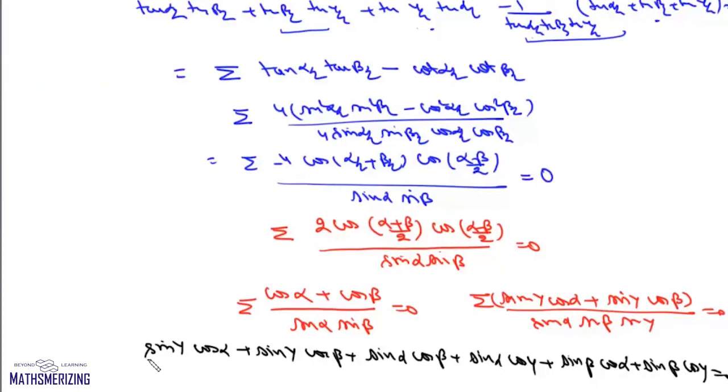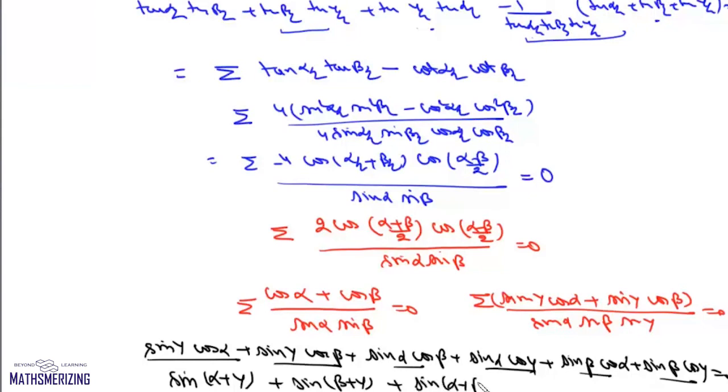Now we'll take sin gamma cos alpha and sin alpha cos gamma. So there'll be sin alpha plus gamma. So we can write this as sin alpha plus gamma. In the same way, sin gamma cos beta, cos gamma sin beta. It'll be sin beta plus gamma. And then we have sin alpha cos beta, sin beta cos alpha, which is nothing but sin alpha plus beta, and it is 0. And this is the result which we need to prove.